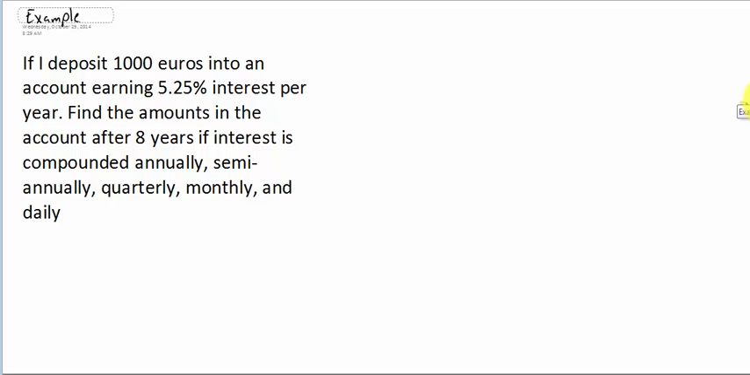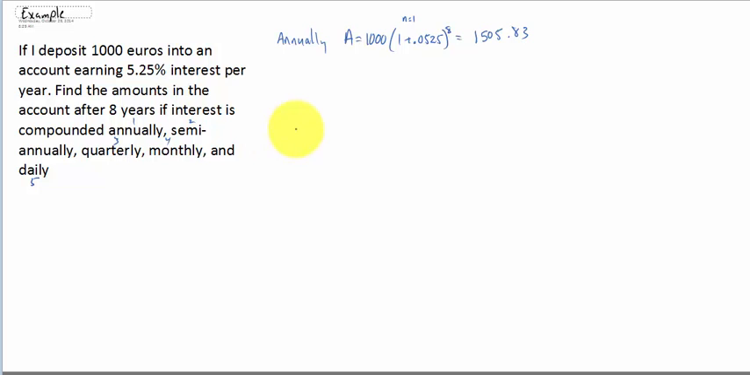So, 1,000 euros, 5.25%. Find amounts in the account after 8 years if interest is compounded 5 different ways. All right, so let's start with annually. The amount will be 1,000 times 1 plus 0.0525. Percents must be used as a decimal, and N here is 1. It's 1 time per year. So I just raise this to the 8th, and I get 1,505.83.